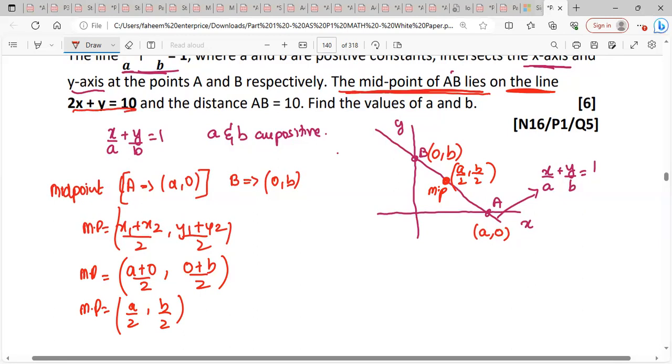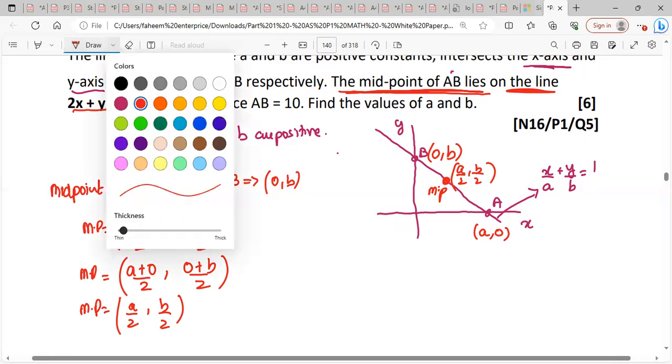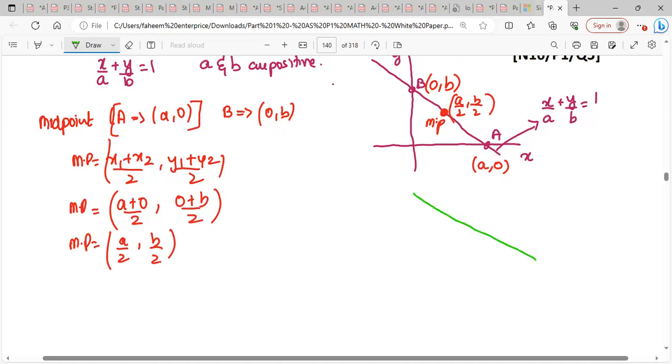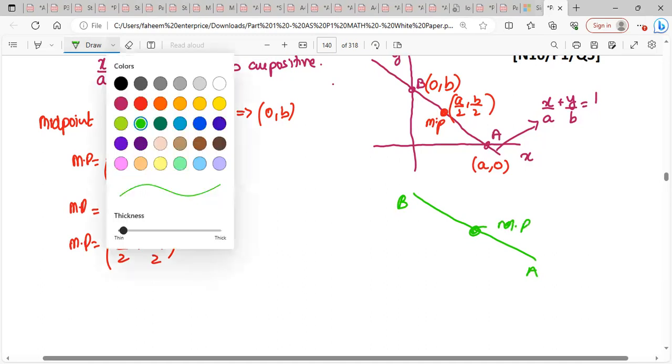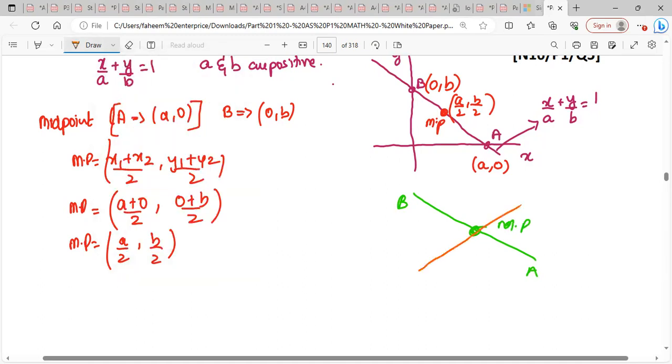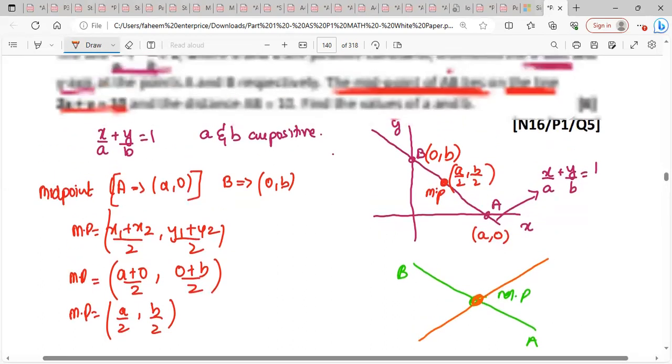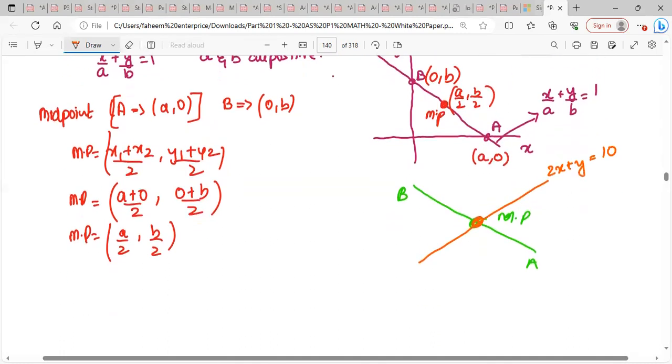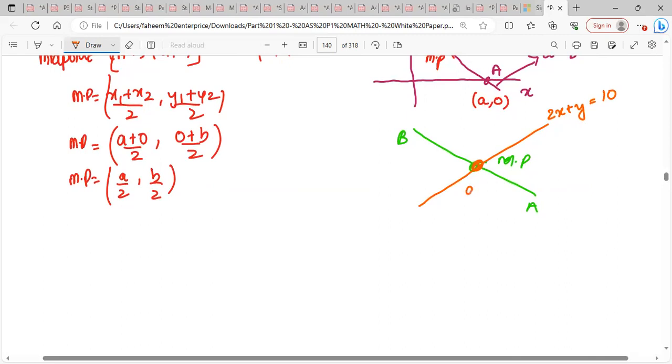It lies on the line 2x + y. So that means there is a line and that line is crossing. I can draw it from anywhere. Let's say this is A and B. This is your midpoint and there is a line crossing your midpoint, and this has an equation of 2x + y = 10. The midpoint you already know was a/2, b/2. So 2x plus y is equal to 10.